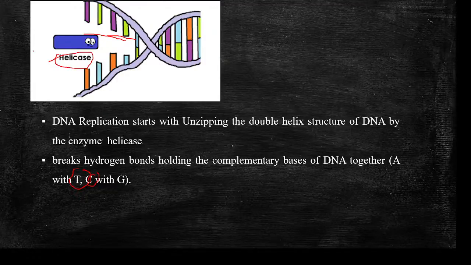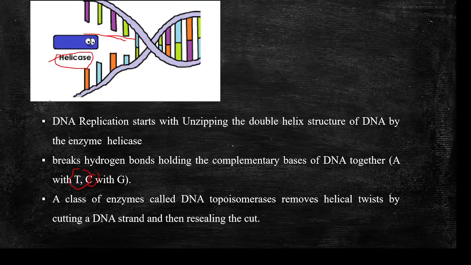So this helicase will break this, and it will open and form what we call a fork. There is also a class of enzymes called DNA topoisomerases, which remove the helical twists. So once it starts opening, DNA helicase will break the hydrogen bonds, and DNA topoisomerases will remove the helical twists. This helical twisting is removed by cutting a DNA strand and then resealing the cut.